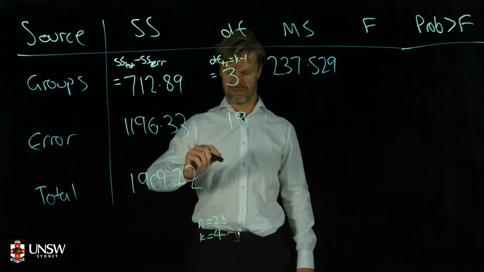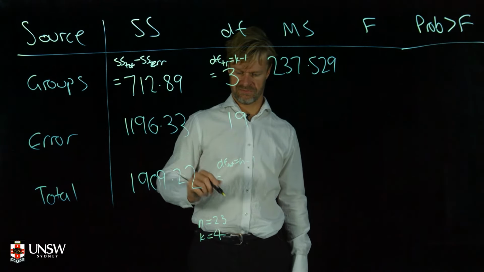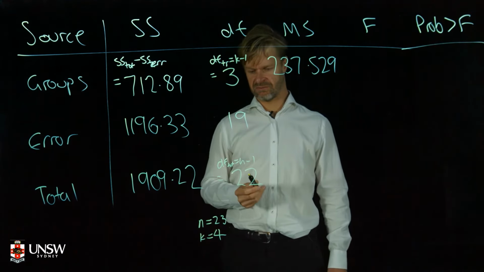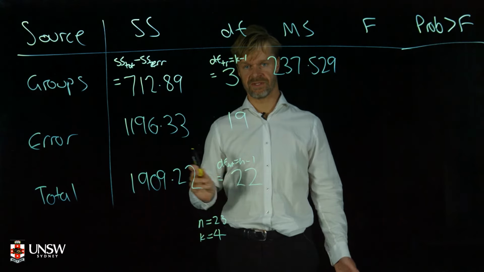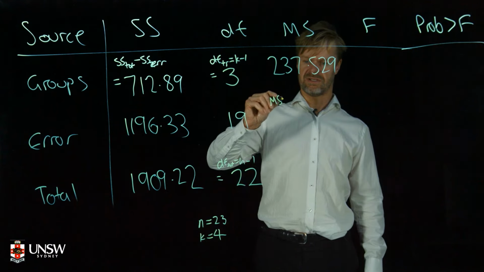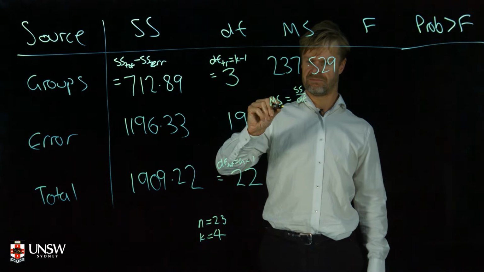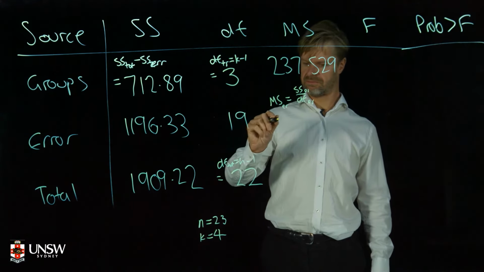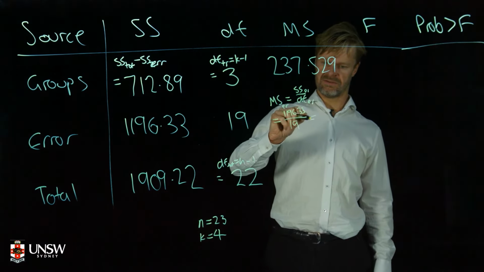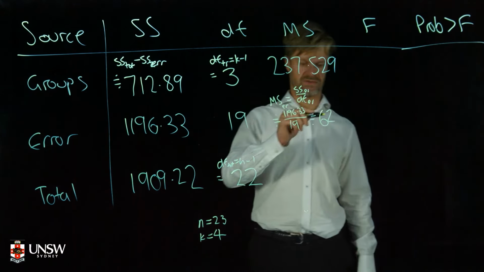And the total degrees of freedom, that's equal to n minus 1. N's 23, so that's 22. And just as a check to make sure we got it right, what's this plus that? It's 22, so we're all good. Mean squared error: any mean square is equal to the sums of squares divided by degrees of freedom, which is 1196.33 over 19, which is about 62.95.